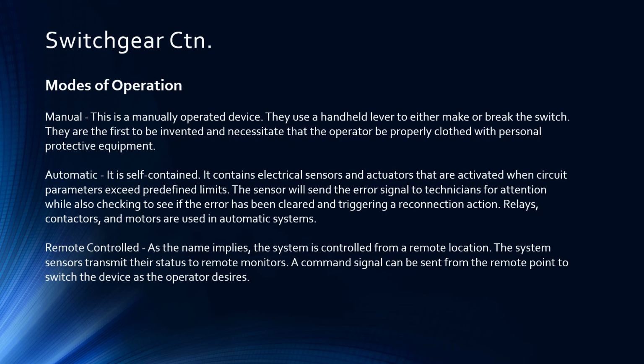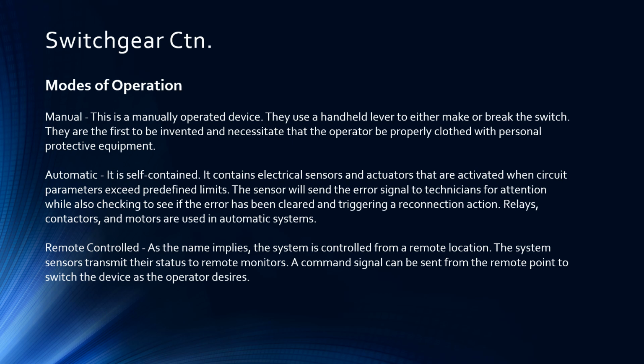There are three main modes of operation for switchgear. Manual is a manually operated lever to make or break the switch. They're the first ones, like when switchgear was created, it was all manual, but now there's automatic and remote controlled as well. So automatic is, like it says, automatic.